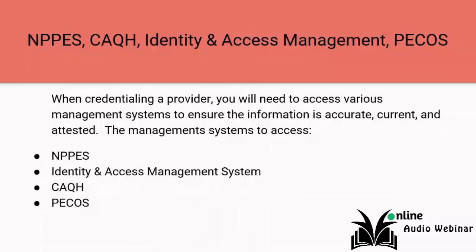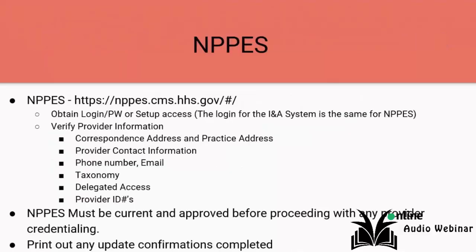So now let's get into NPPES or the MPI, CAQH, Identity and Access Management, and PECOS. When credentialing a provider, you'll need to access various management systems to ensure the information is accurate, current, and attested. The management systems to access, as I stated before, are these 4. So let's get into NPPES. This right here is the web link for NPPES.